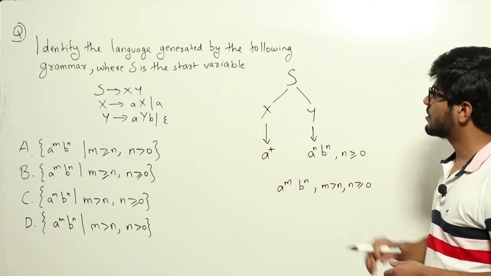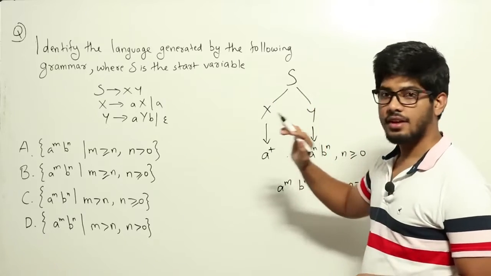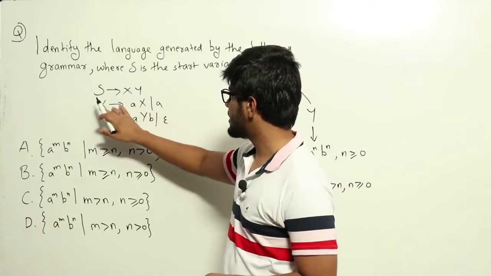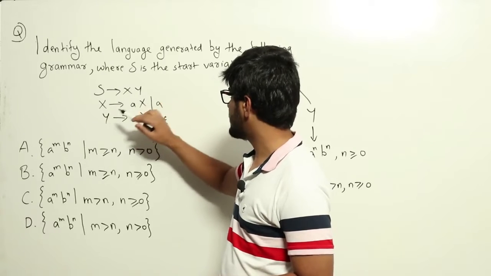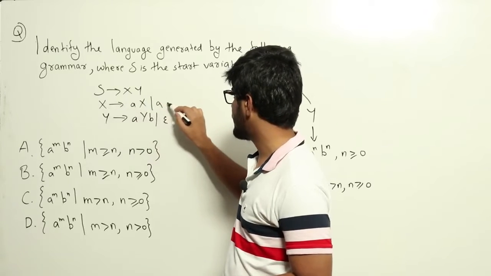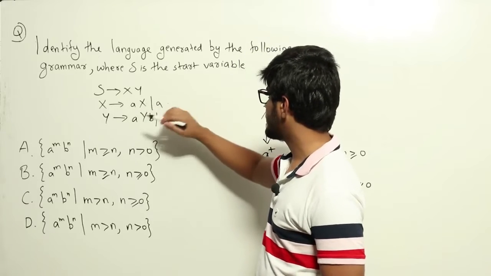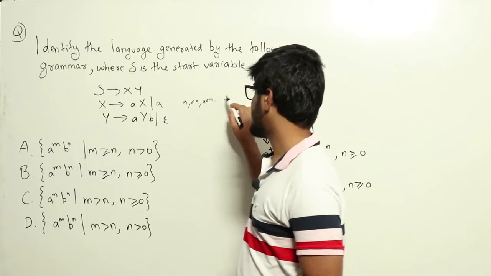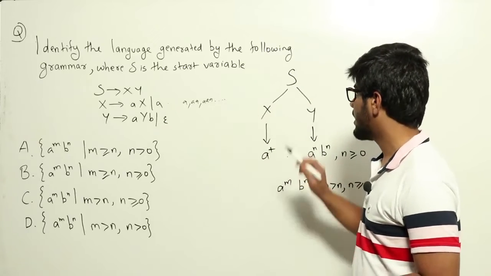So let us look at what the grammar gives us. S gives x and y. And if you look at x, x gives ax or a. So the smallest string generated by x would be a, and after that it can generate aa, x again gives ax and x gives a, so this will be aaa, etc. So that is what x would be generating. Now that we can write as a plus.